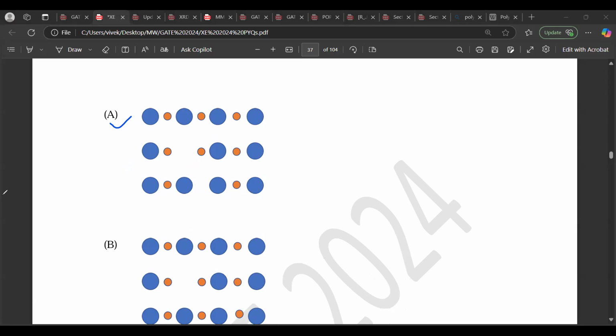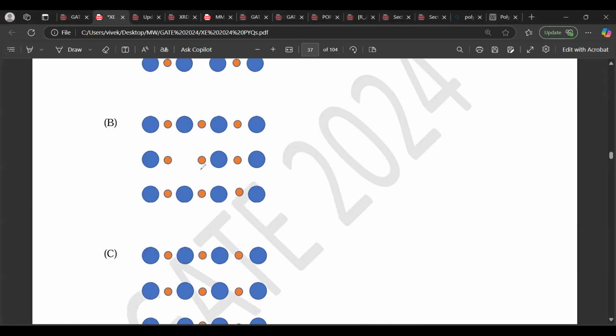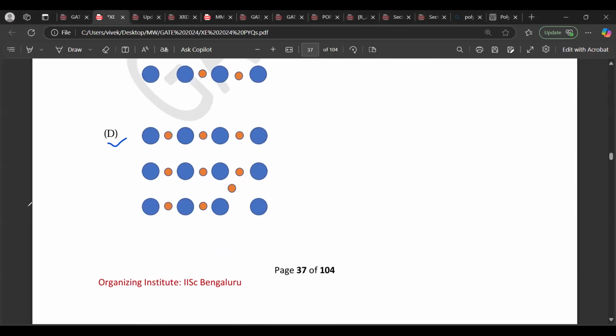In that case, this is neither Frenkel nor Schottky, because a bigger atom is missed. There is no smaller atom or cation missed, meaning there is no cation vacancy, so it's not Schottky. So you can use your common sense, right? Here also you see it's a typical Frenkel, because one cation from this place went to the interstitial.